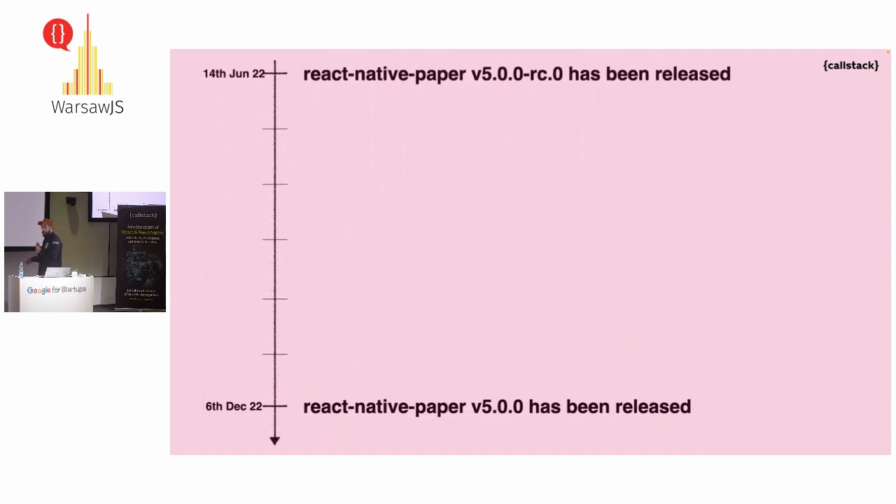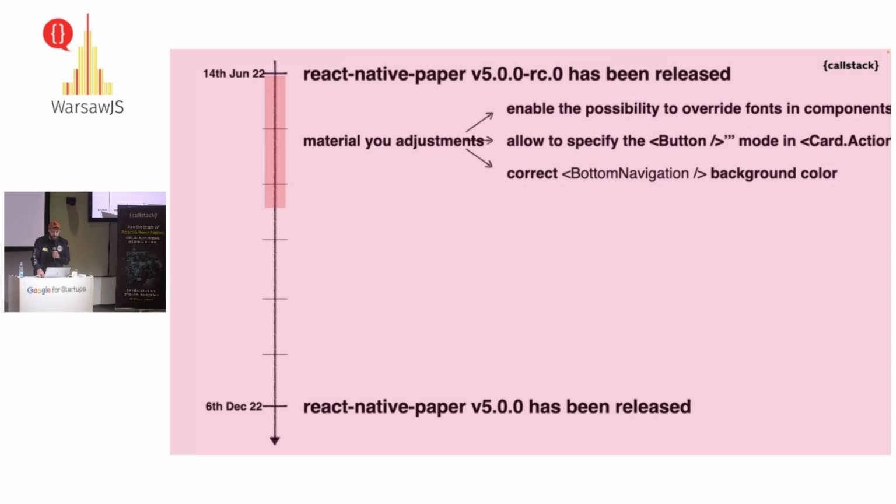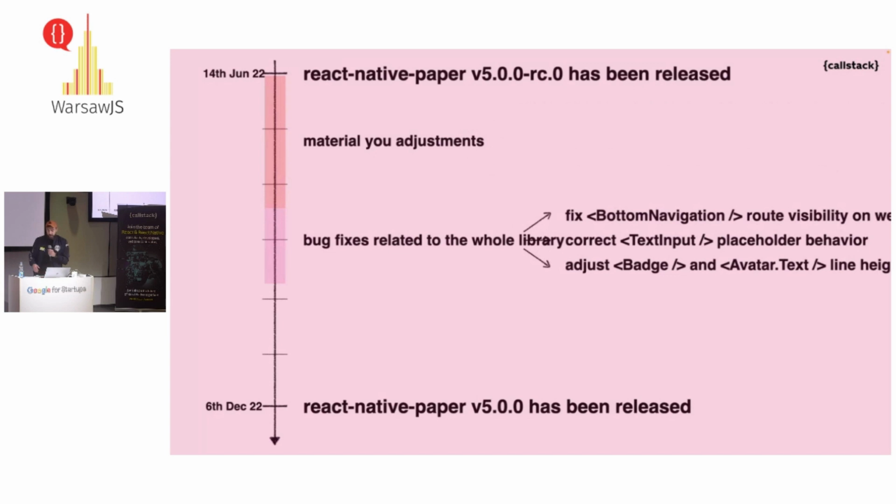Okay, so let's take a look at what happened during those 6 months. In the first wave, we were focused on Material You adjustments. It was a phase where we were mainly collecting feedback from users and applying fixes. Which means we added some missing capabilities into components, which we had overlooked previously, or corrected some components' colors and spacings to match the latest guidelines. The second aspect was bugs affecting the whole library.